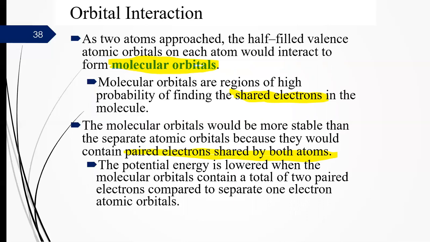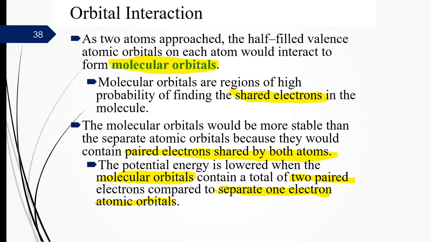Now, they are going to be more stable than the separate ones because they contain paired electrons shared by both atoms. So those electrons get a benefit because they're shared by two nuclei. And so the potential energy is lowered in these molecular orbitals compared to a total of two paired electrons in separate ones. Right? So us being paired inside of one orbital ends up being a lower energy than having each of them separately in their own orbital. And that's the idea behind the bond.